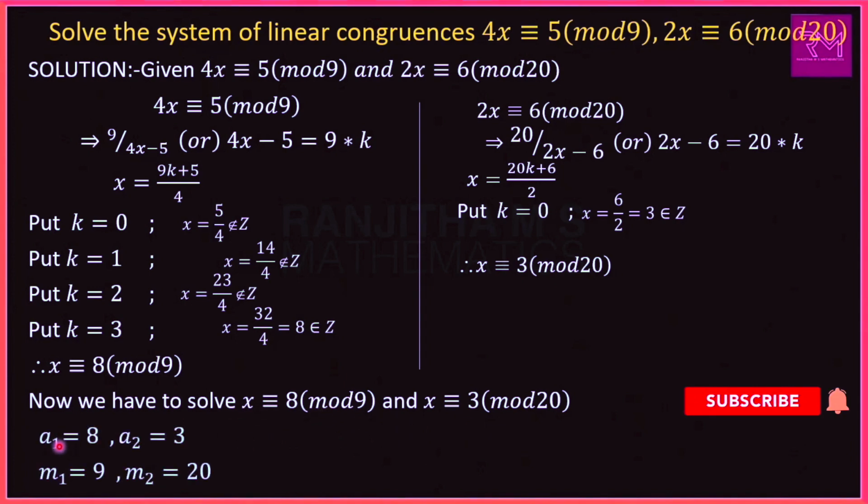Next, the procedure is same as before problems. Here we can take a1 as 8 and a2 as 3, and m1 is 9 and m2 is 20. So, procedure is same as before.